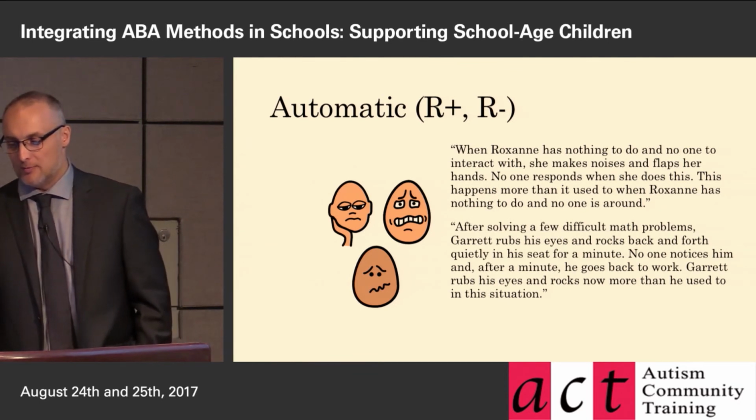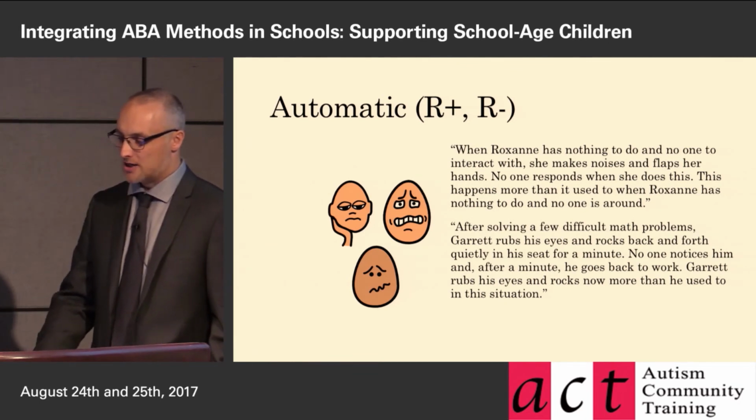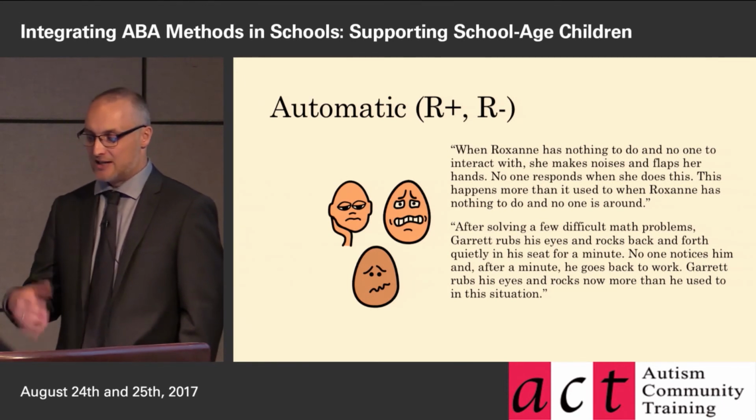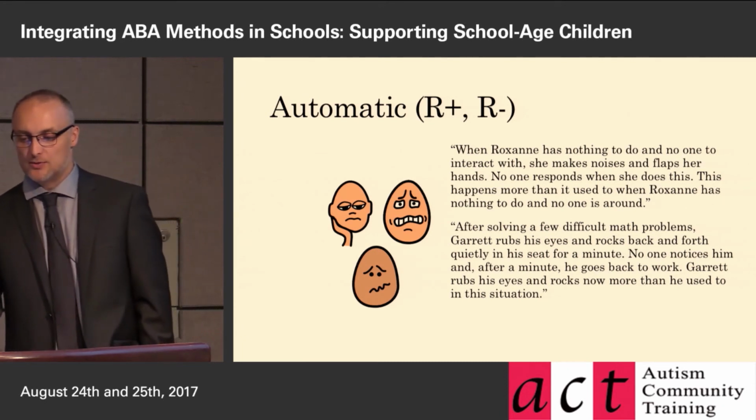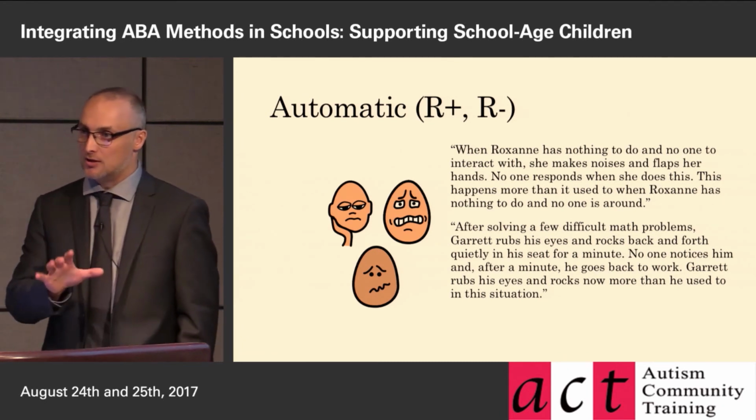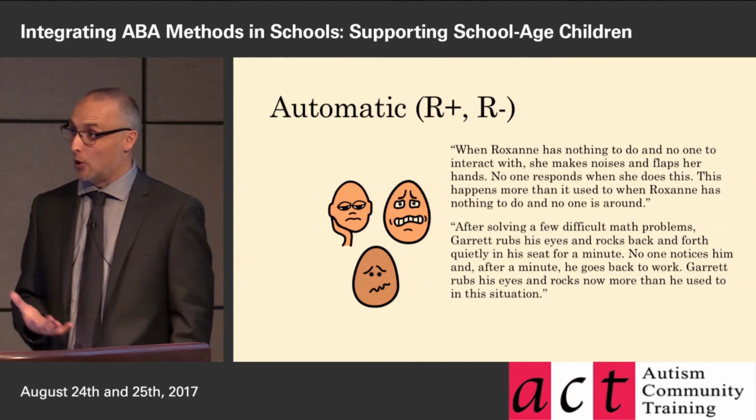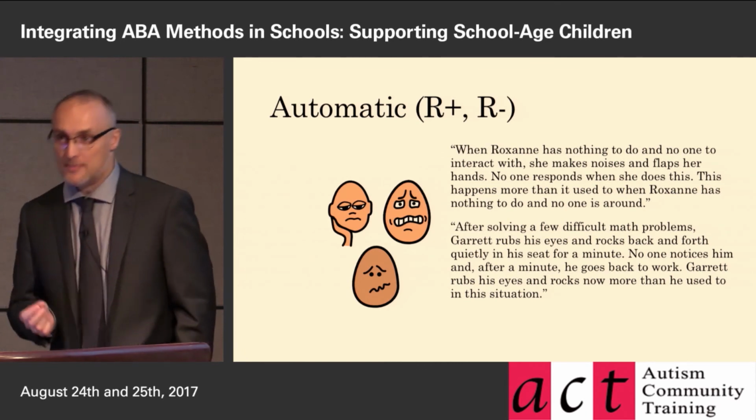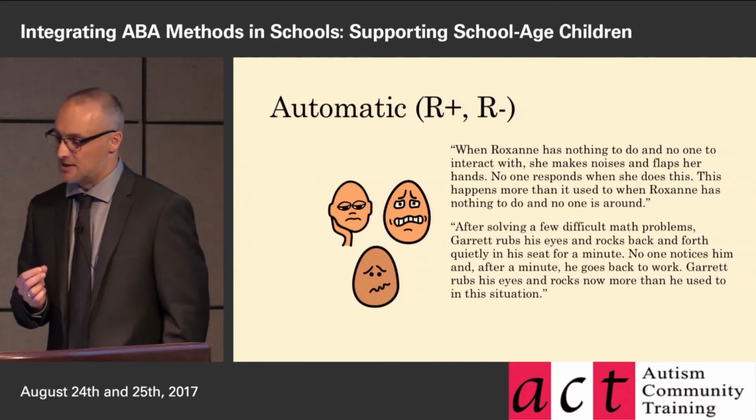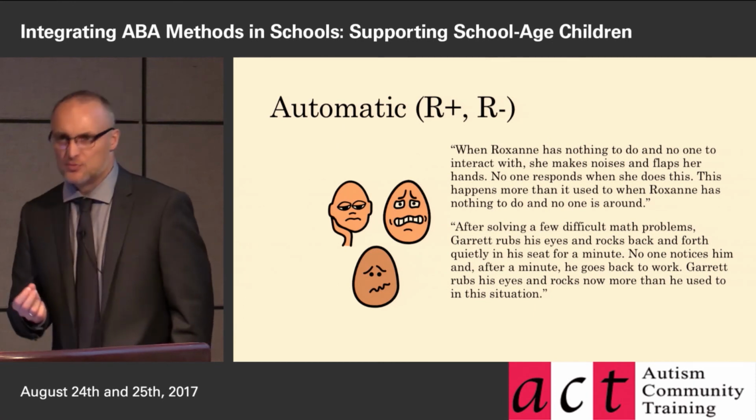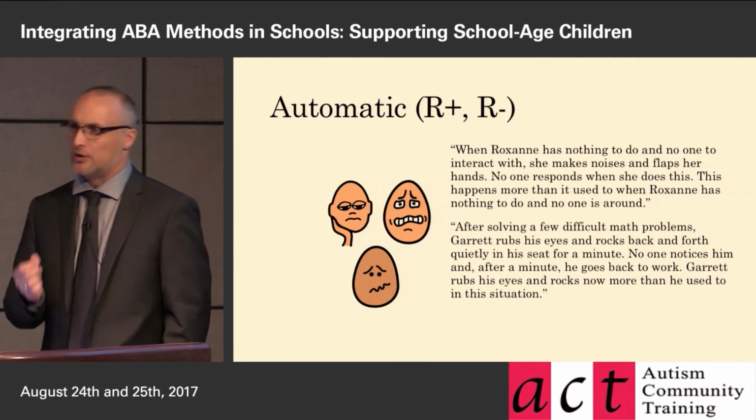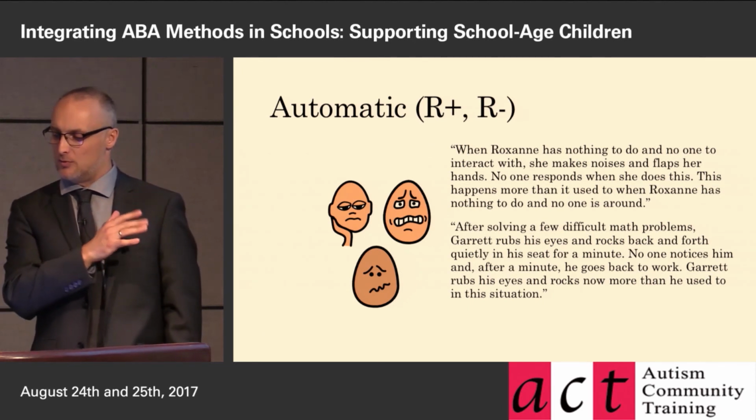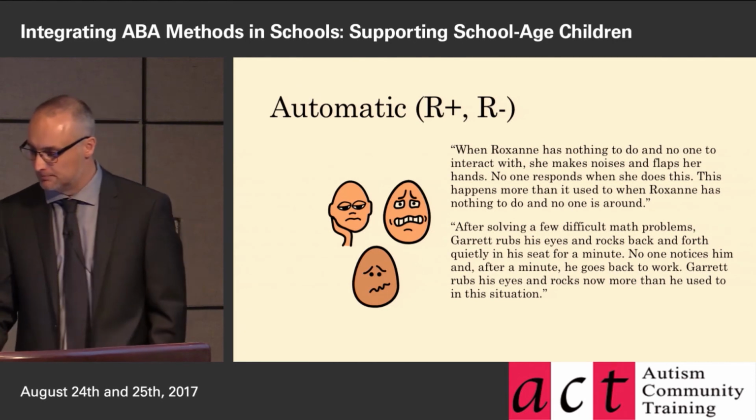After solving a few difficult math problems, Garrett rubs his eyes and rocks back and forth quietly in his seat for a minute. No one notices him, and after a minute, he goes back to work, and Garrett rubs his eyes and rocks more than he used to in this situation. So there's no attention, so it's not the attention function. He kept doing his work, so he wasn't escaping from anything. So this brief rocking that he did appears to be maintained by automatic reinforcement. It just feels good in his nervous system. And we might consider this automatic negative reinforcement, aka self-soothing, as he's working his way through his math problems, right? Coping with the demand. And no one noticed him, it wasn't stigmatizing. Doesn't sound like a problem.